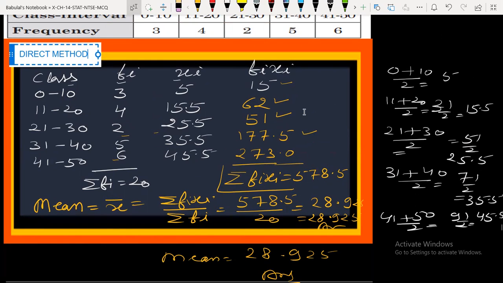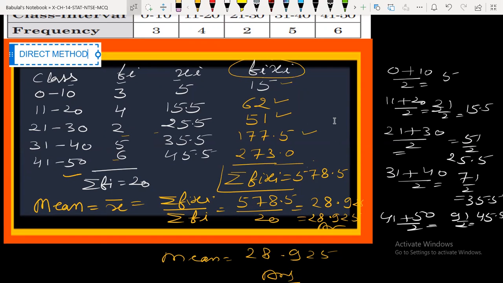First find out the class mark, means xi, then multiply f with the corresponding x to get fx, find the sum of all frequencies, write it like this as the sum of fi, and then find the sum of all fi into xi: 15, 62, 51, 177.5, 273.5. Whatever sum comes, use the formula for the mean, sum of all fx divided by sum of all f, and as soon as you divide and get the answer, this will be the mean of the given data, and this method is said to be the direct method.